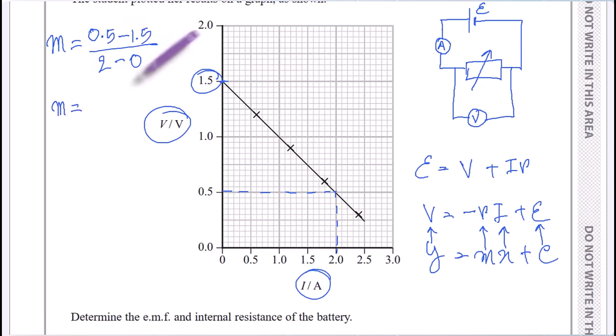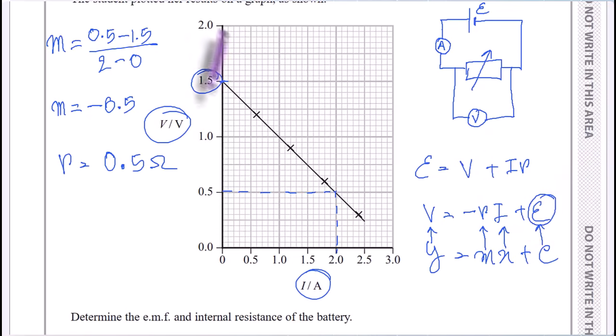So the gradient is, 0.5 minus 1.5 is minus 1. Minus 1 by 2 is minus 0.5. So the gradient is minus 0.5, but the negative of the gradient gives the internal resistance. So r should be just 0.5. One more time, the y-intercept gives the EMF, as in 1.5, and the negative of the gradient gives me the internal resistance, 0.5.